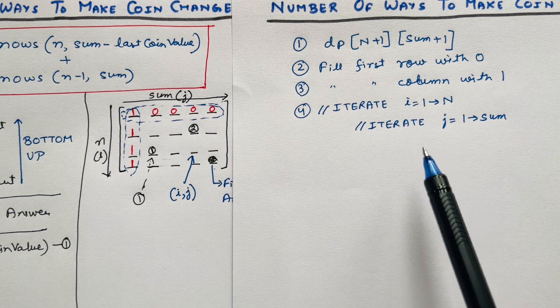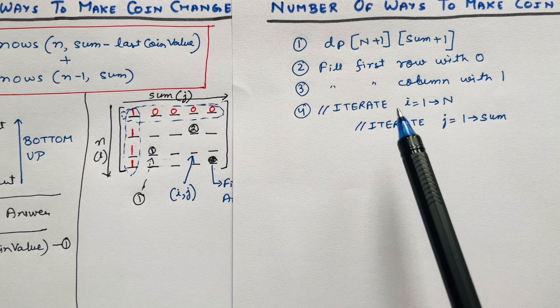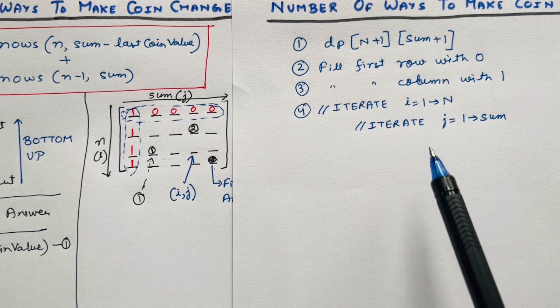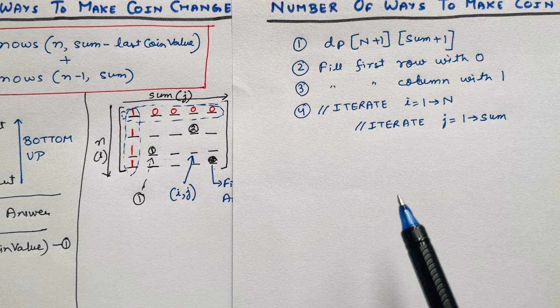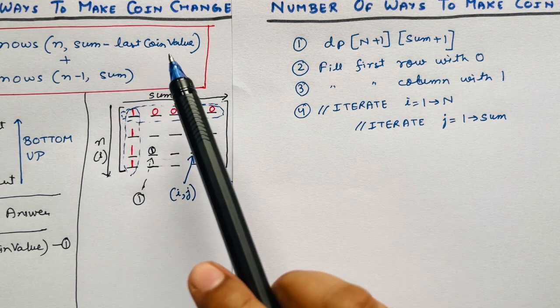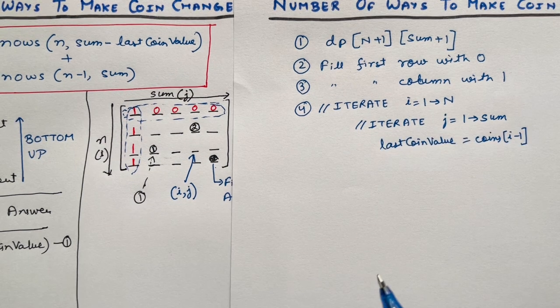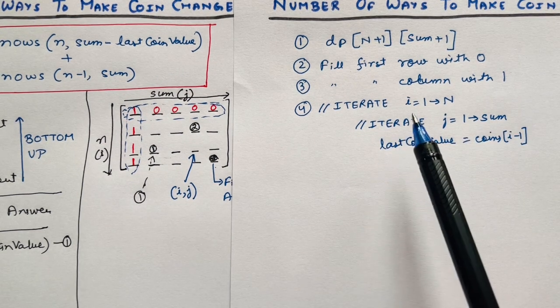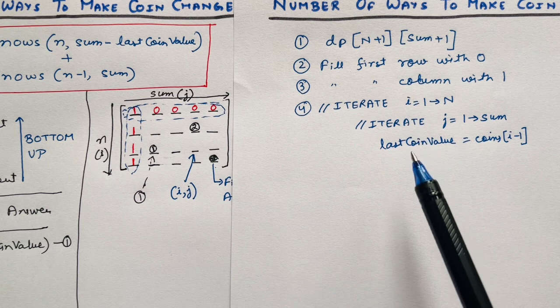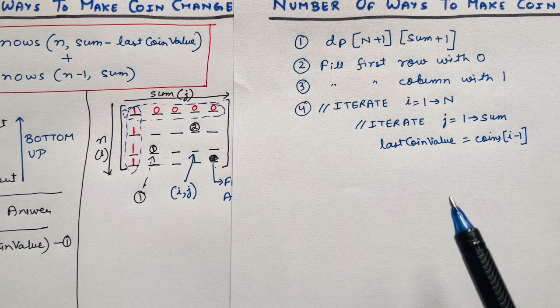Now our aim is to fill the value at i, j. That means we want to form j using the first i coins, and we want to fill in the total number of ways. Now to fill that, as per this recursive relation, we will first need the last coin value. Now since we are dealing with only the first i coins, what will be the value for the last coin value? It will be coins[i minus 1].